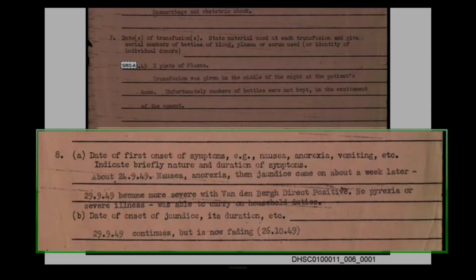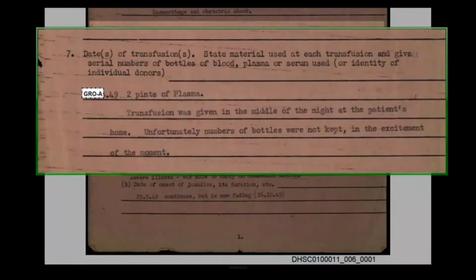And if we go back up to point 7 on the same page, we see a note which explains that 2 pints of plasma had been given. Transfusion was given in the middle of the night at the patient's home. Unfortunately, numbers of bottles were not kept in the excitement of the moment.